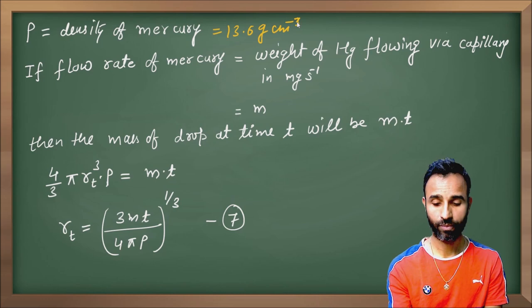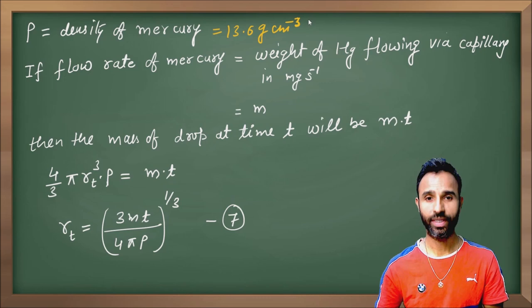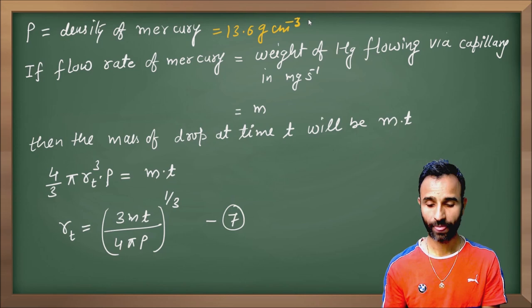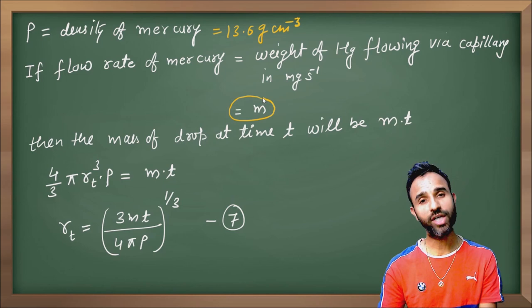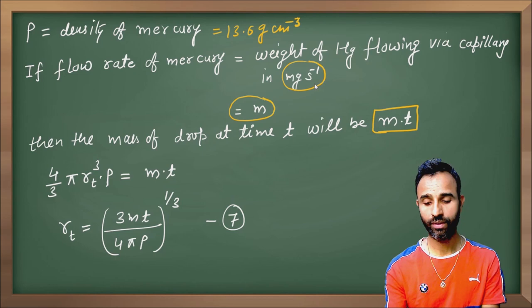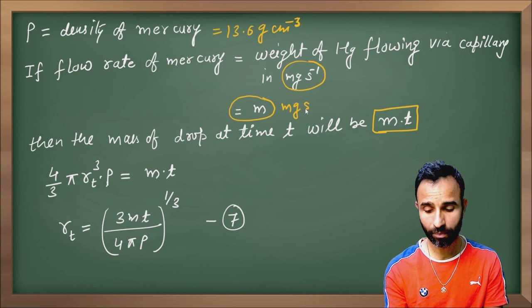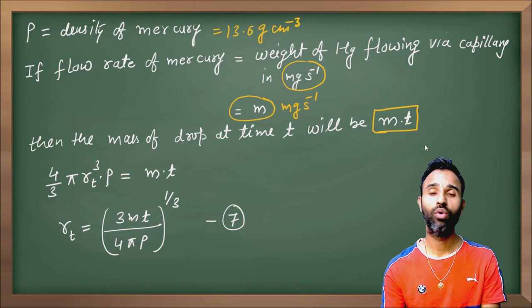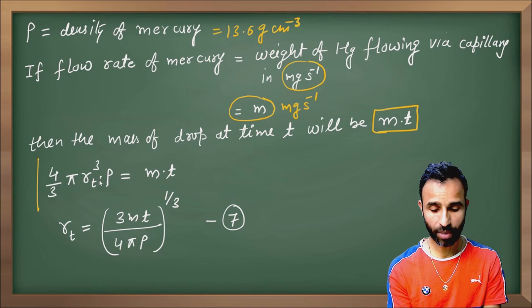Okay, so if the flow rate of mercury, that is the weight of mercury flowing through the capillary in milligram per second, is small m, then the mass of the drop at time t will be mass into time, because per second the weight of mercury flowing through the capillary is m milligram. So 4/3 π rt³ into rho, that is also the mass of the drop, is equal to m into t.